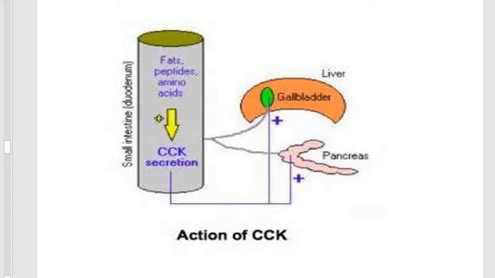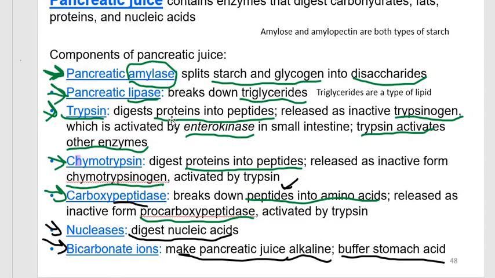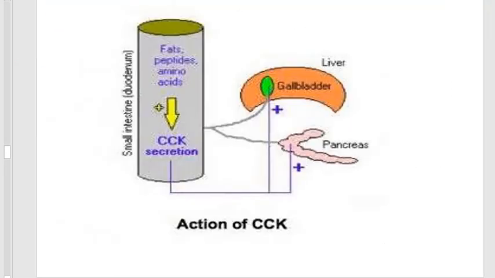Why? Well, go back to the pancreatic enzymes. We have pancreatic enzymes that are going to break down fats. We have pancreatic enzymes that are going to break down proteins. We have pancreatic enzymes that are going to break down nucleic acids. And I forgot about carbohydrates too. If there are carbohydrates in there, we've got to have that pancreatic amylase, right? So we need all of those enzymes to work on that stuff in the small intestine.